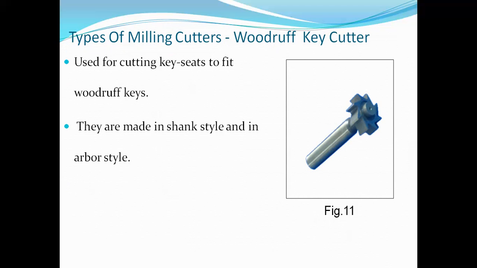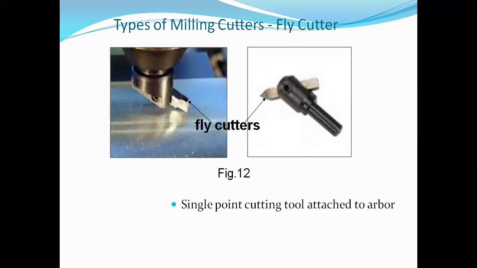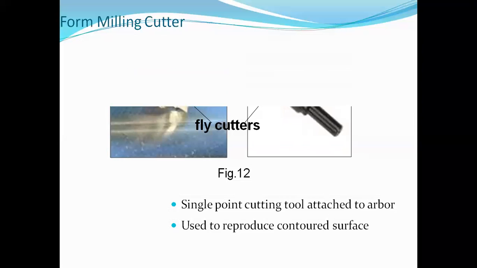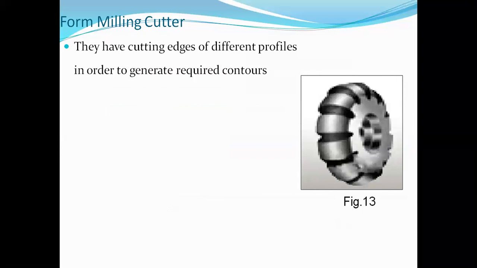They are made in shank style and in arbor style. Cutting edges may be straight or staggered. Fly cutters. This looks like a single point cutting tool attached to the arbor, and it is used to reproduce contoured surfaces. Next, convex and concave milling cutters.